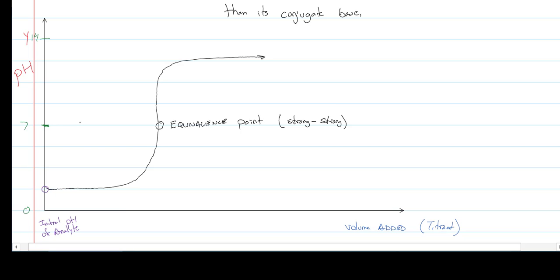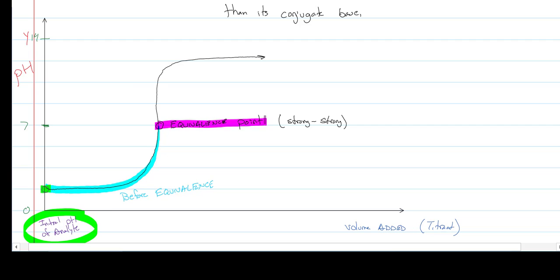So that's the equivalence point. We have a couple regions here. I have the initial. We have before equivalence. I'll have equivalence. And then we'll have after equivalence, past equivalence. And those are the 4 regions that we're talking about, the 4 spots.